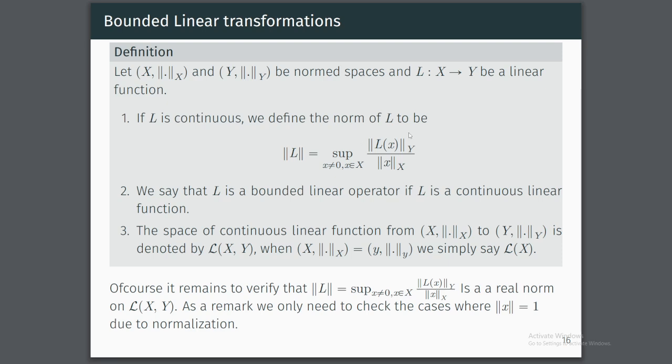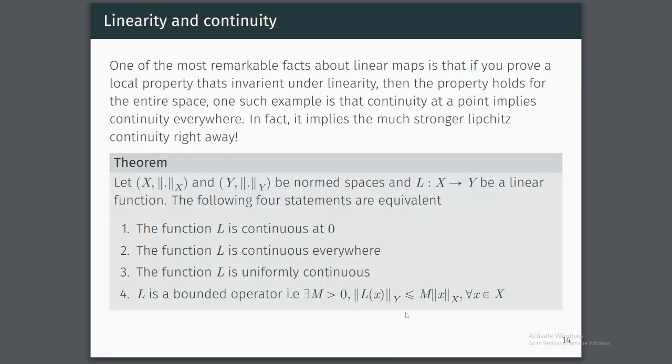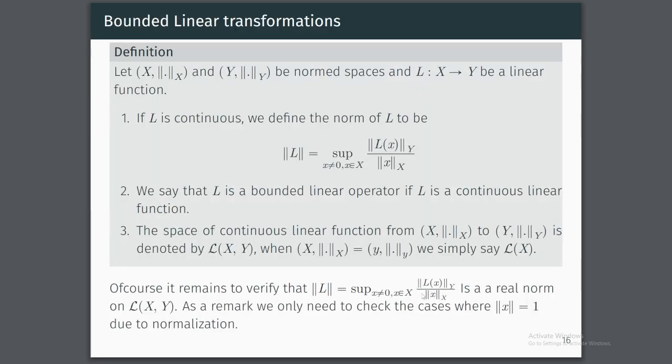So actually, motivated by this definition, notice that so far, what we have proved is that norm Lx over norm x, as long as we assume x is not 0, is bounded by some constant. This motivates the definition of the norm of L to be this least upper bound on norm Lx over norm x, where x is not 0 and x is in X. Okay, so if we have L from X to Y, a linear function, then if L is continuous, this is going to be its norm, which is well defined, by the way.